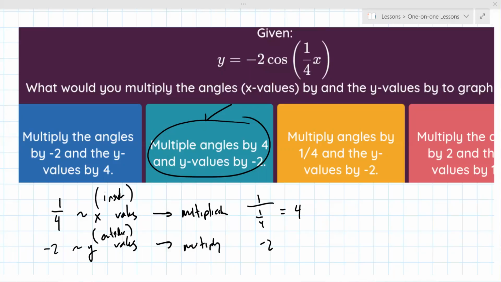Given the graph below, the amplitude of the curve is... Here we go. How do you calculate amplitude again? It's the absolute value of the number in front of the sine or cosine, or secant or cosecant.